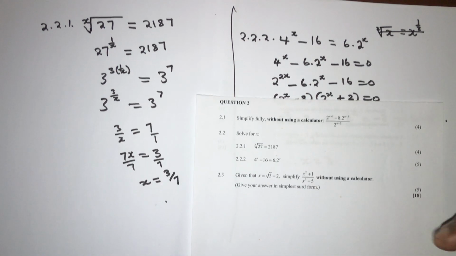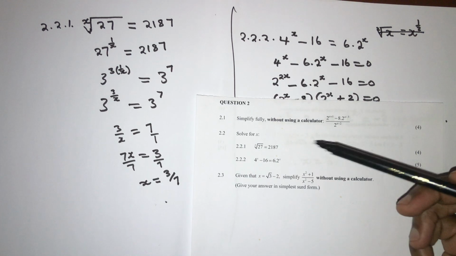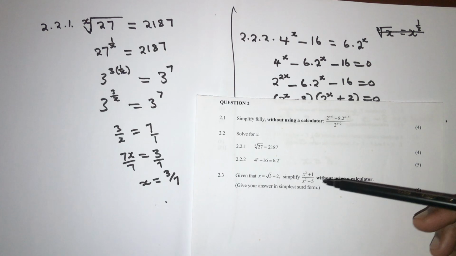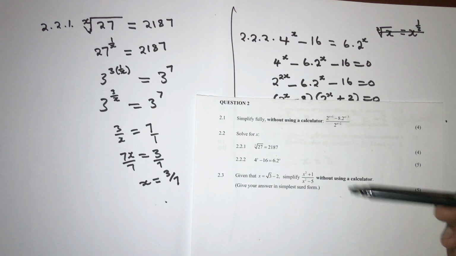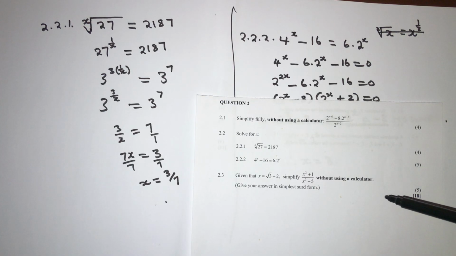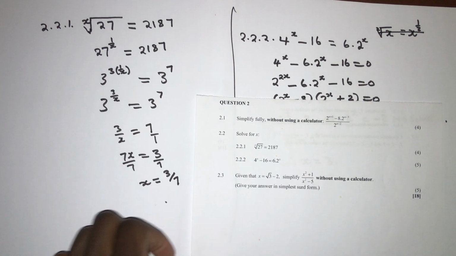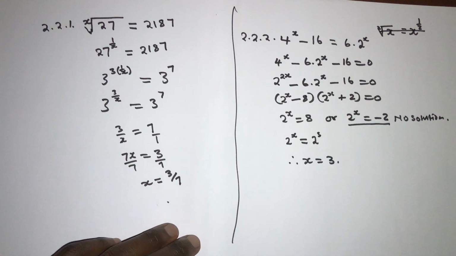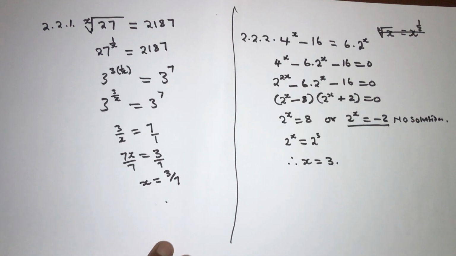And then the last question, we are given that x is equal to root 3 minus 2. Simplify this without using a calculator. Give your answer in simplest surd form. Simplest surd form means that your answer must have a square root. That is the surd form. So let's open a new page for this one.